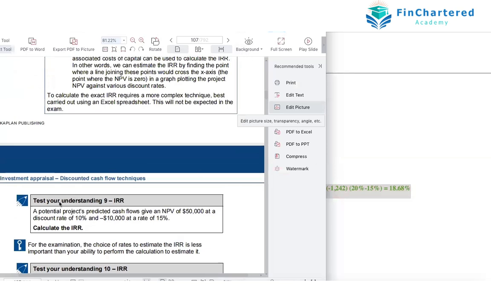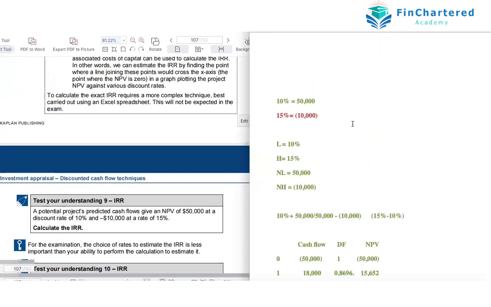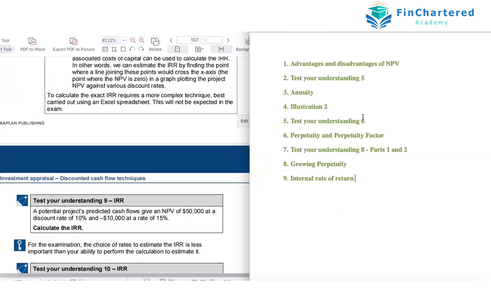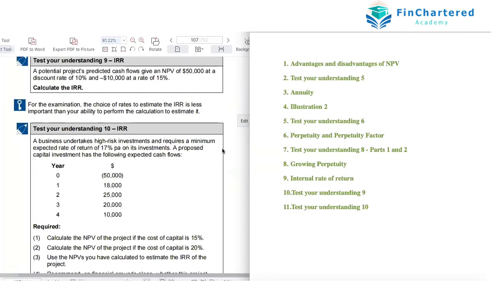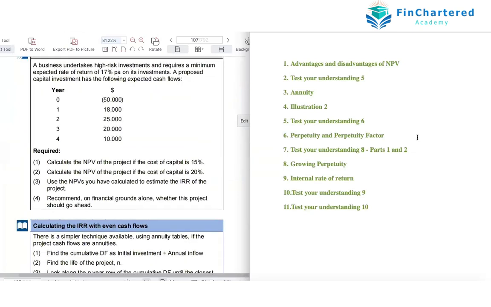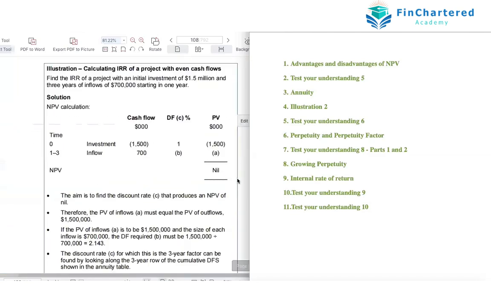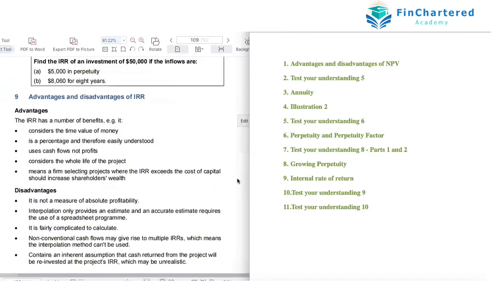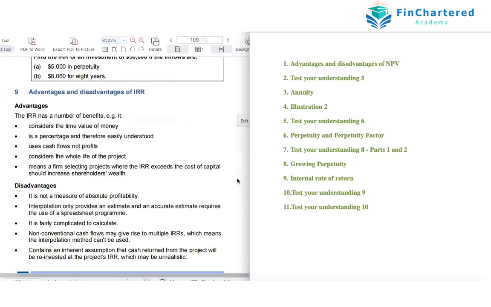So again, we've looked at test your understanding 9 and test your understanding 10. Now we will look at advantages and disadvantages of IRR calculation alone. You're getting the wrong answer. We'll look at that. Okay, you understood the concept, the logic, the calculation. I'm sure there is a mistake in the calculation. So now we're going to look at advantages and disadvantages of IRR.